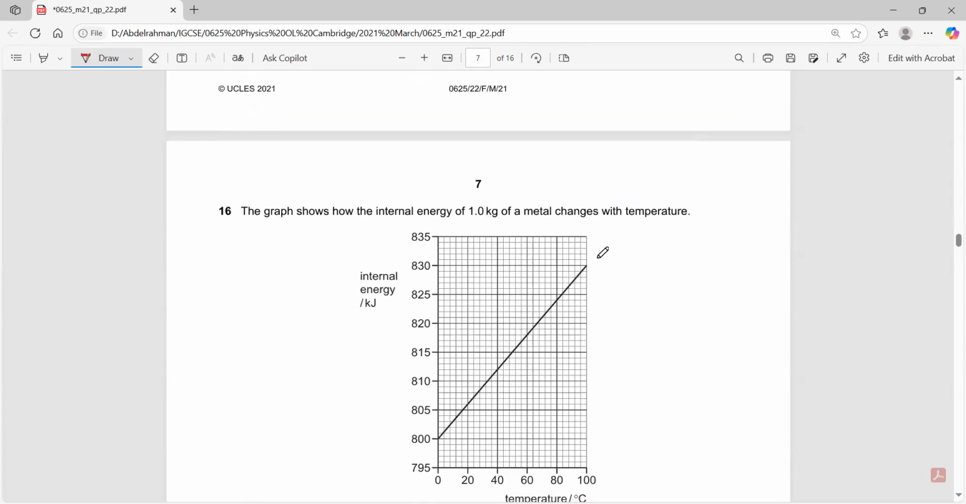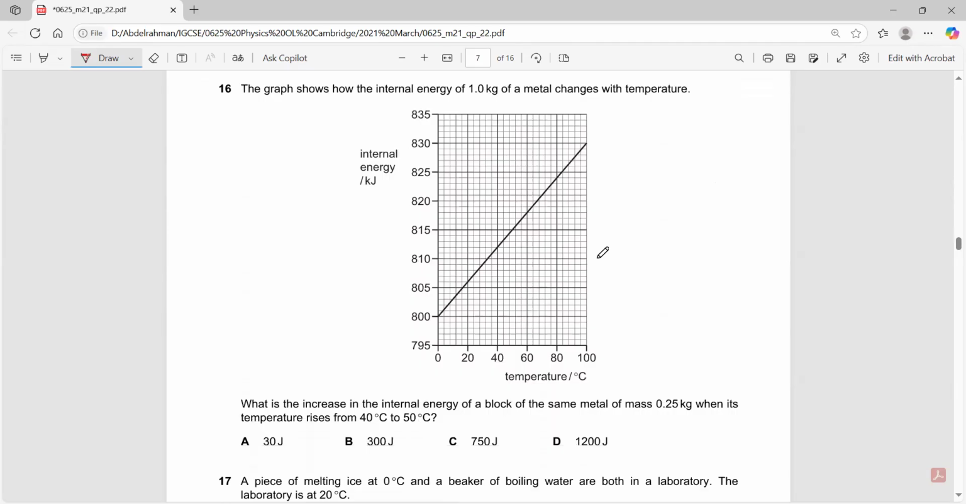Brownian motion. The graph shows how the internal energy of 1 kilogram of a metal changes with temperature. What is the increase in the internal energy of a block of the same metal of mass 0.25 kilograms when its temperature rises from 40 degrees to 50 degrees? So basically, can I find the internal energy rise of this 1 kilogram, and then divide by 4 to find it for the mass of 0.25? Yes, you can do that.